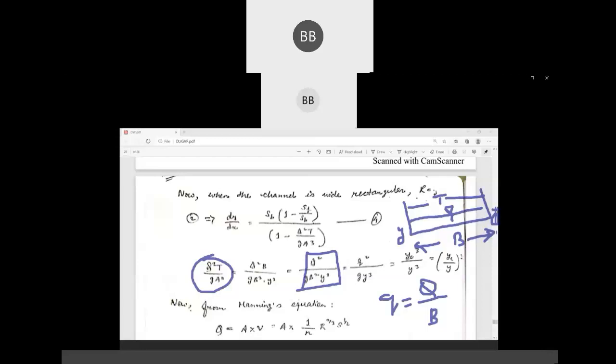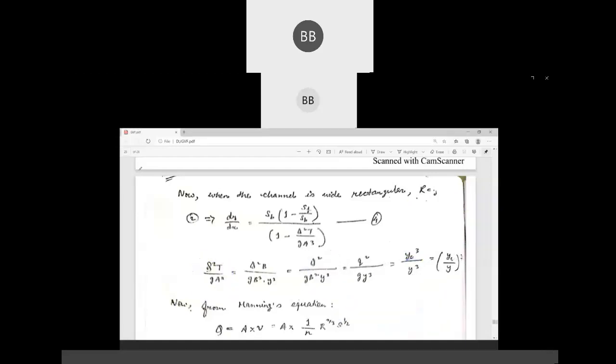yc is q square by g. So remember, yc is q square by g to the power 1 by 3. So yc is equal to q square by g to the power 1 by 3, or you can write yc cube divided by y cube. Okay, so you can write yc by y whole cube, and you can substitute here q square t by g a cube.